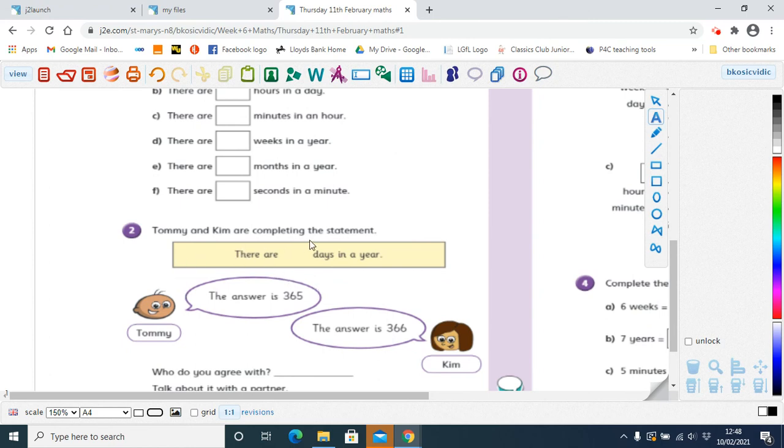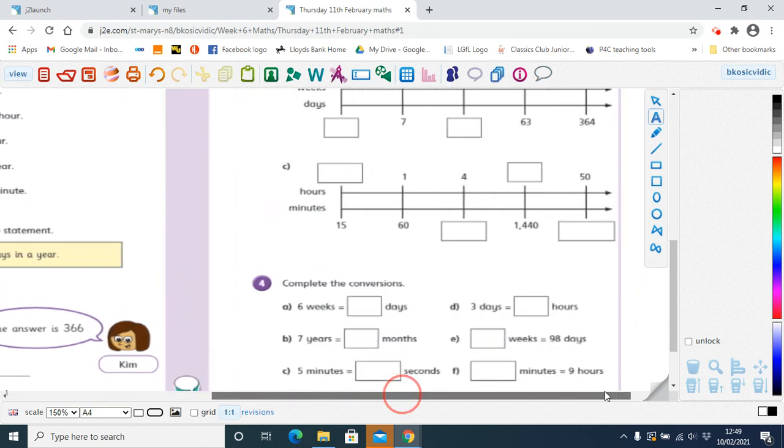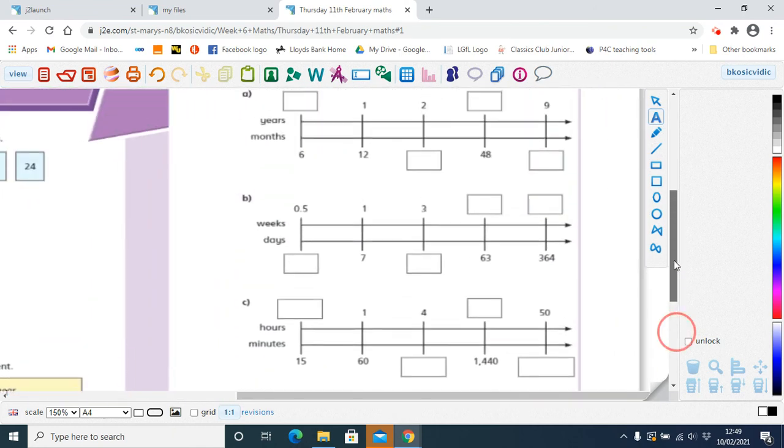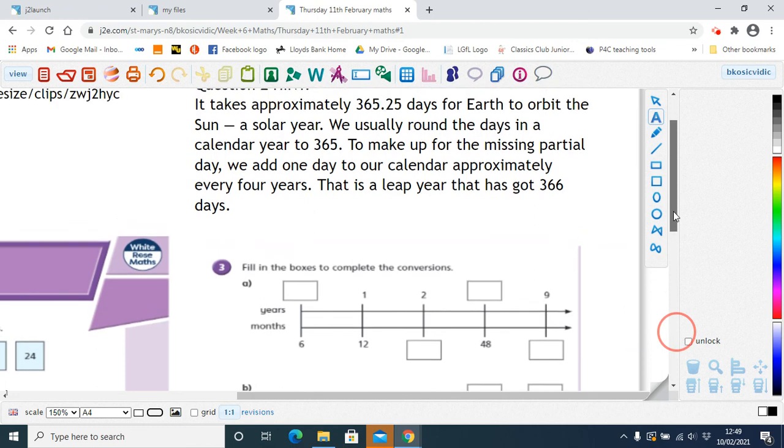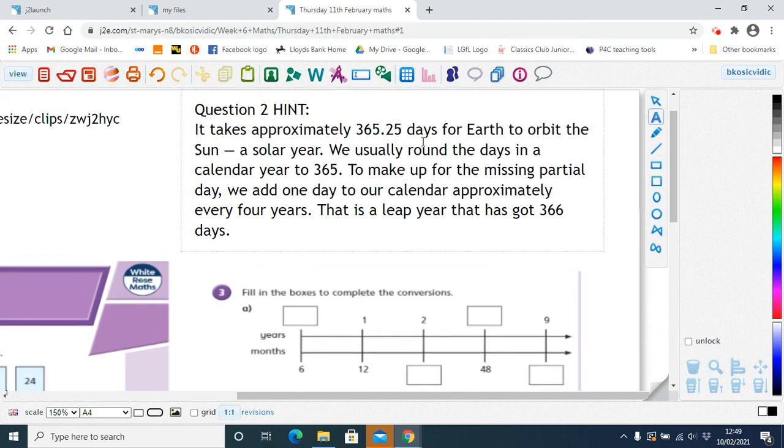Now, for question number 2, you have to look at the following statements. Tom and Kim are completing the statement, so they say they are arguing about how many days there are in a year. Tommy says that there are 365, and Kim says that there are 366. Now you need to tell us what you think and why you think that. On the next page, at the top of the page, you will also find a hint about how you can solve this question. Please read it carefully. It tells you all about the leap year and why we have one.